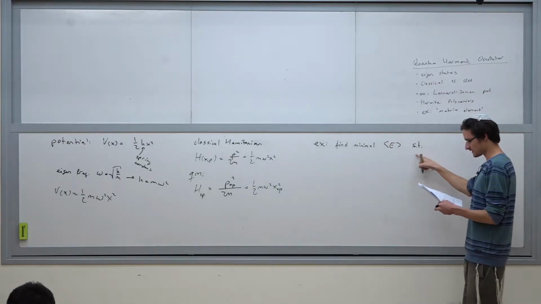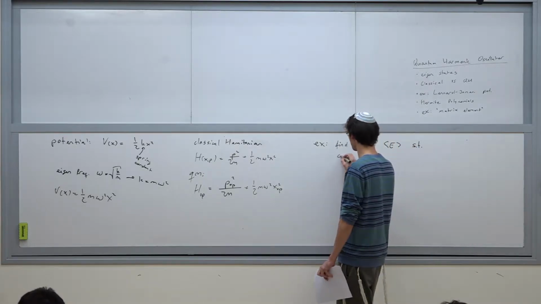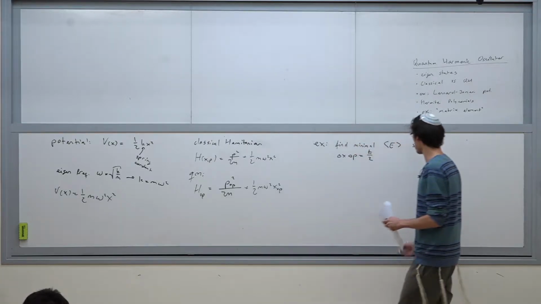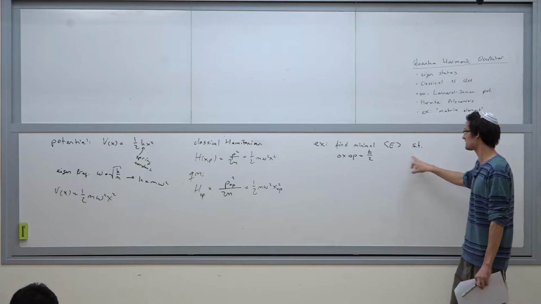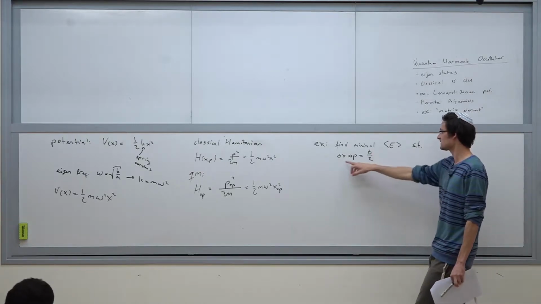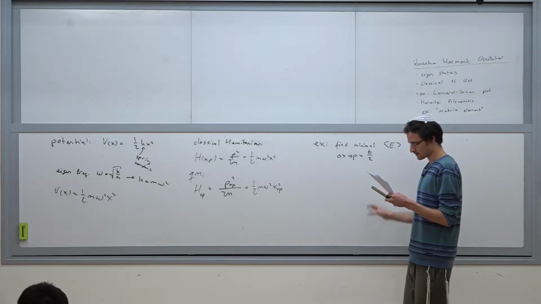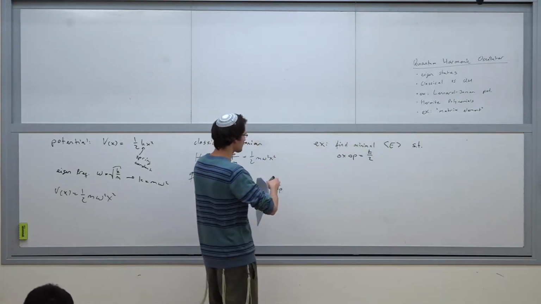Such that, delta X, delta P equals H bar over 2. What is the state such that, find the minimal energy, such that delta X, delta P equals H bar over 2? Let's start solving the problem. You'll see what I'm getting at.